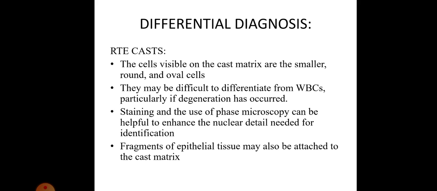Differential diagnosis: RTE cast. The cells visible on the cast matrix are smaller, round and oval in RTE cast. They may be difficult to differentiate from WBCs, particularly if degeneration has occurred. Staining and use of phase microscopy can be helpful to enhance the nuclear detail needed for identification. Fragments of epithelial tissue may also be attached to the cast matrix.